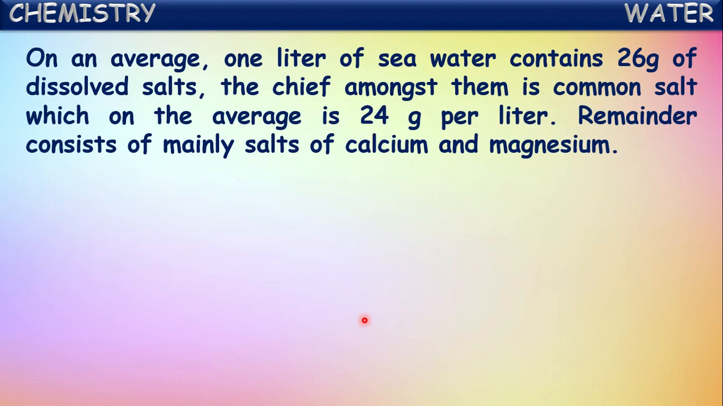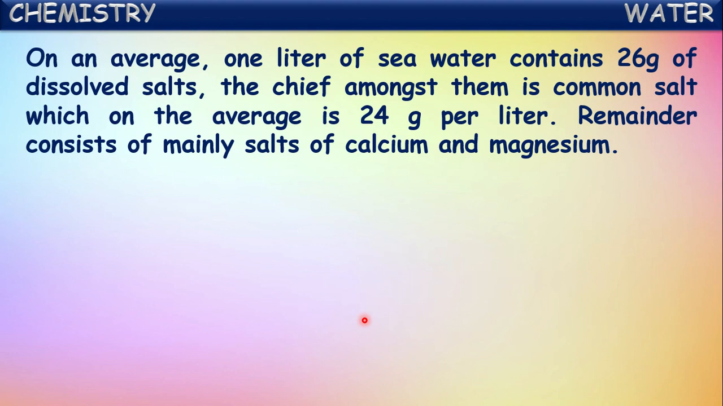On an average, 1 liter of seawater contains around 26 grams of dissolved salts in it. The chief amongst them is common salt, which we call sodium chloride, present on an average at 24 grams per liter. So if you take 1 liter of water from the ocean, it contains around 24 grams of common salt. The remaining 2 grams will be other salts. The remainder consists mainly of salts of calcium and magnesium.